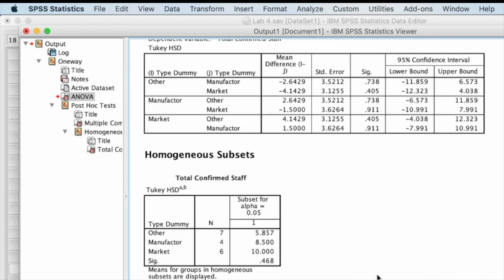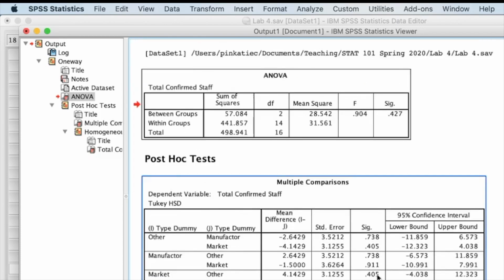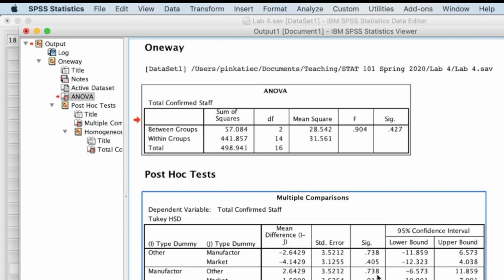And so what that shows us is that for each of these types, there's no significant difference for what type of outbreak is associated with a higher number of staff. So pretty much we cannot reject our null hypothesis that there is no change between these groups in regards to how many positive COVID-19 staff they have at their outbreak.